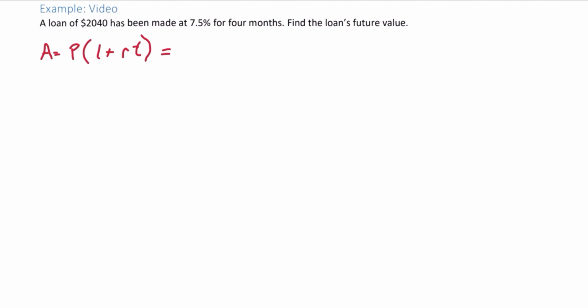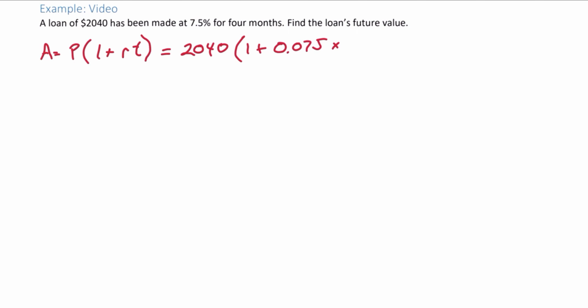In this case, A, the future value, is what we're looking for. The principal, the initial amount, is $2,040. Then we have 1 plus the rate, 7.5%, write that as a decimal, 0.075, times the time, which is 4 months.